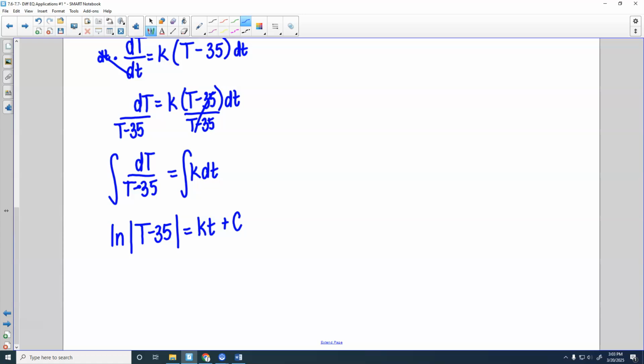It will be easier to do this problem if we solve this for the capital T. So we're going to have to do e to the power. Capital T minus 35 is going to equal, what do I get on the right-hand side? C e to the kt. Go ahead and pull that c out as the coefficient, and then move that 35 over. So capital T equals C e to the kt plus 35.